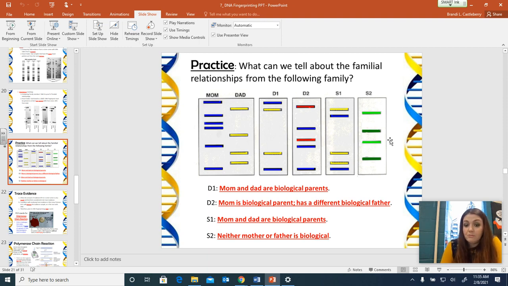This one isn't matching mom or dad. So neither is their kid. That'd have to be an adopted child. So neither mother or father is biological. This one, the mom's biological, but not the dad.